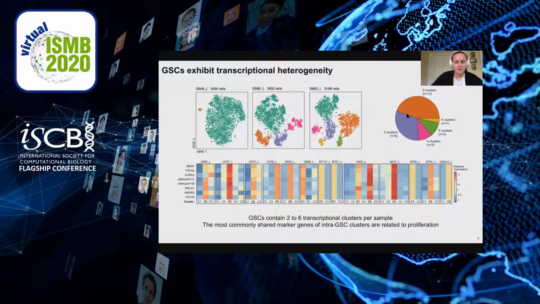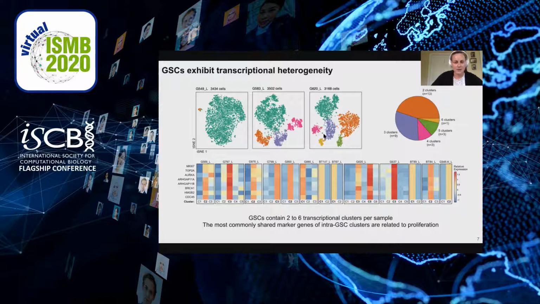And what we observed was that the most common number of clusters within these glioblastoma stem cells was 2, but then the maximum can actually go up to 6, which we show here with G620. So this was really interesting to us, as we thought previously that maybe we were just growing out a bunch of cells that looked very similar to each other. But here, in fact, we have evidence that there are different transcriptional programs that are predominant in different groups of cells within one culture.